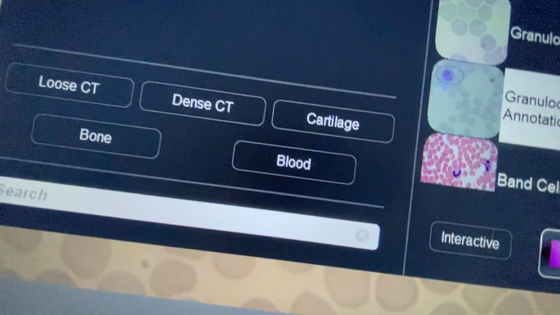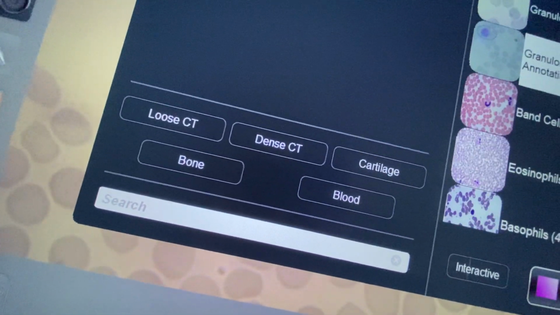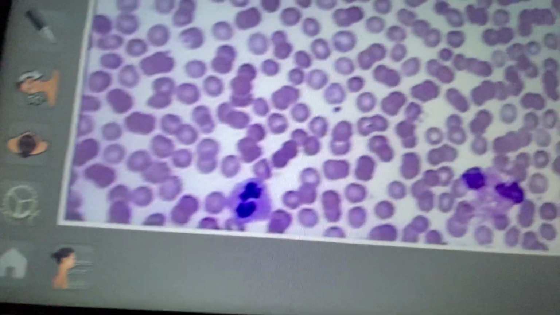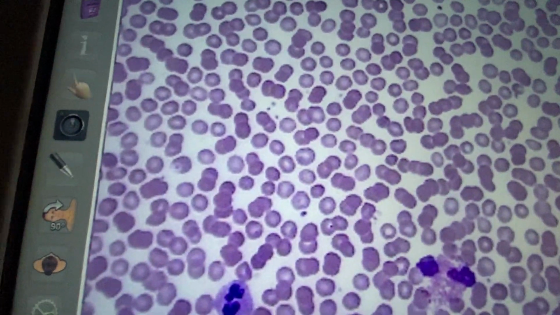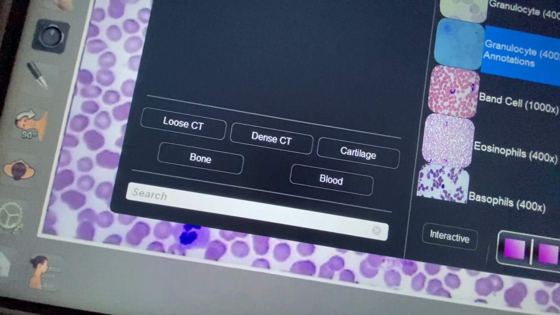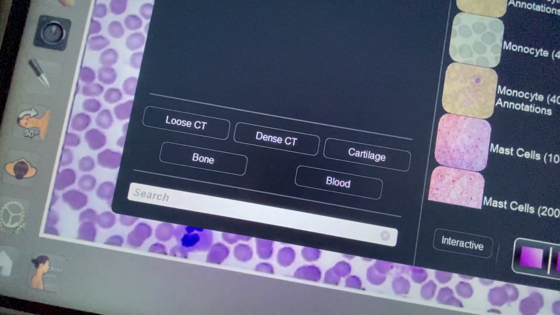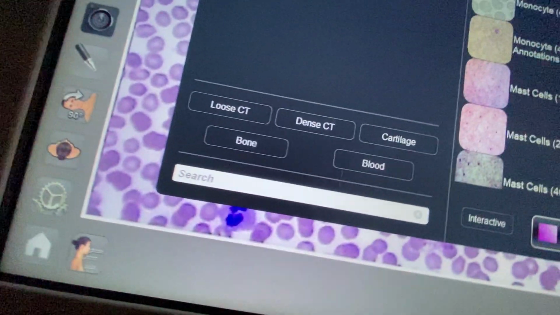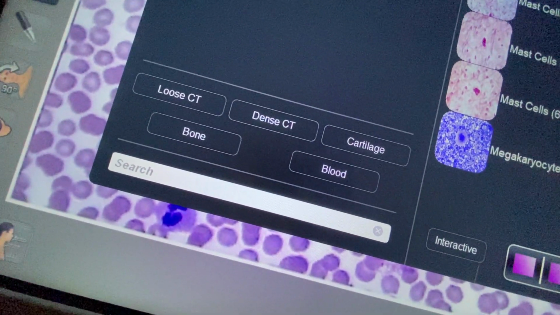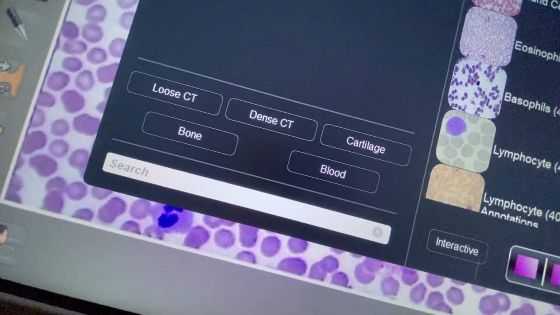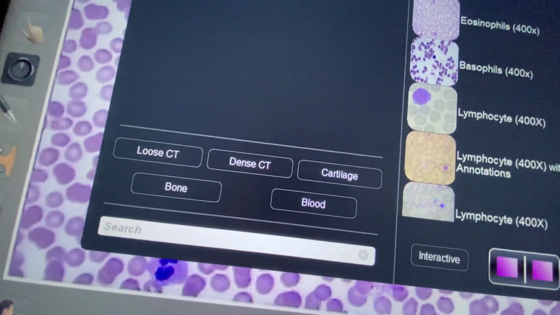Let me try to find a good PMN. Now, let's look at another eosinophil. Oh, these are garbage. This is not good. But of course, red blood cell, platelets. That's the yucky one. Monocyte news. Let's look at some. Well, let me try to find a neutrophil for you. Okay. Well, instead of hanging around, let's look at a lymphocyte.